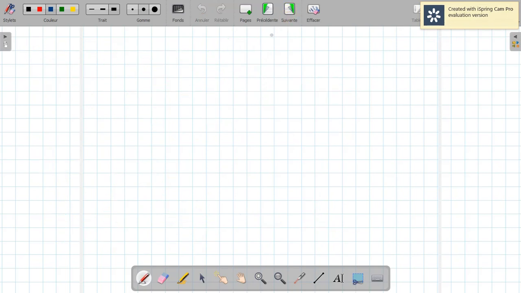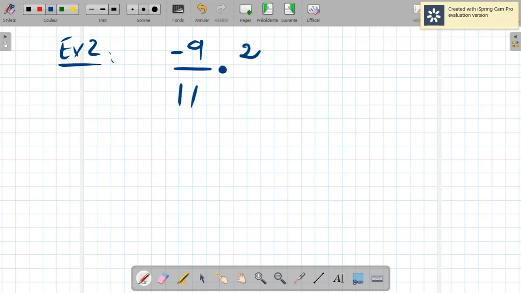Let's give another example. Example 2. If you have negative 9 over 11 multiplied by 2 over 7, what you would do is multiply the first numerator with the second numerator, which is negative 9 times 2, divided by 11 times 7.